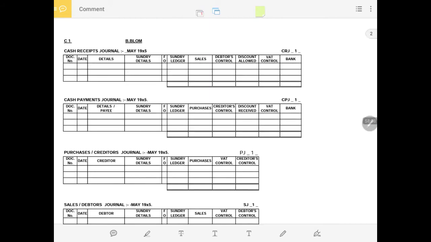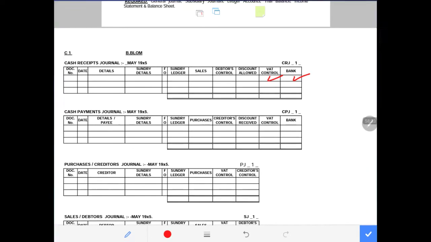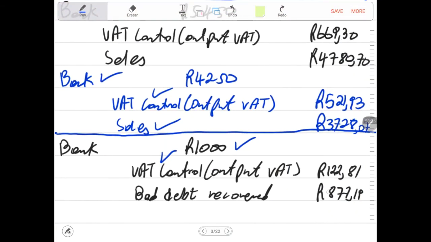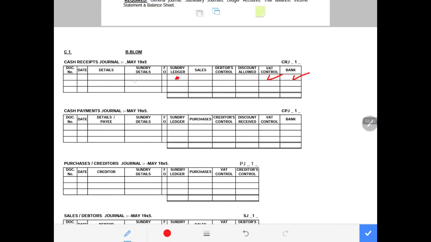Now in this case we have our cash receipt journal. Bank amount, you know how much VAT, you know how much sales. Let us look. No, we don't have sales. We have the amount of bad debt recovered. In this case, our bad debt recovered is 877.19. Where does that amount go? That amount goes to our subsidiary ledger. Subsidiary details, that will be bad debt recovered. This will be your bad debt recovered.